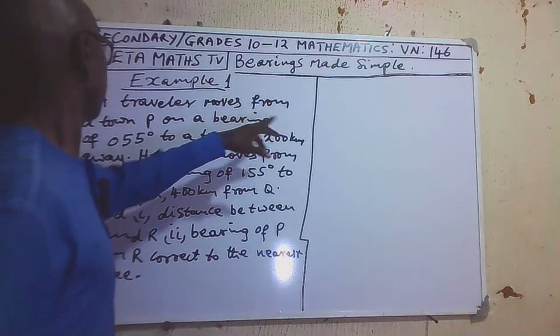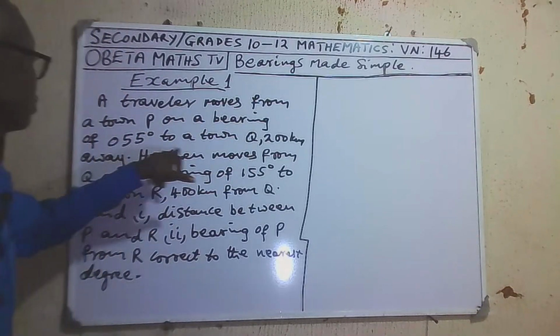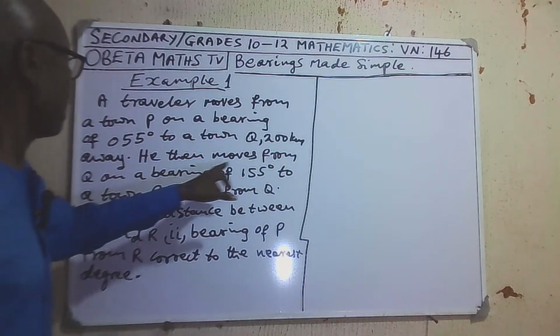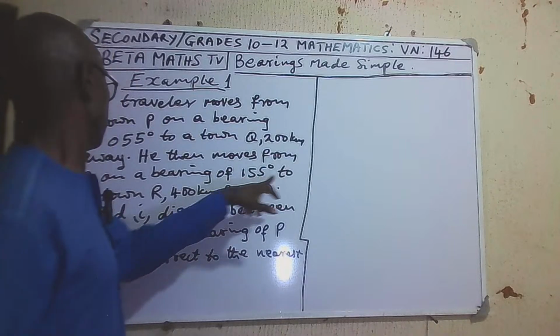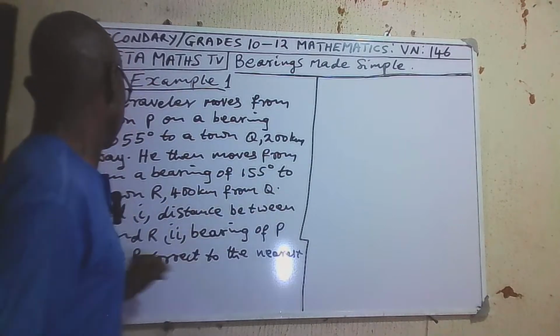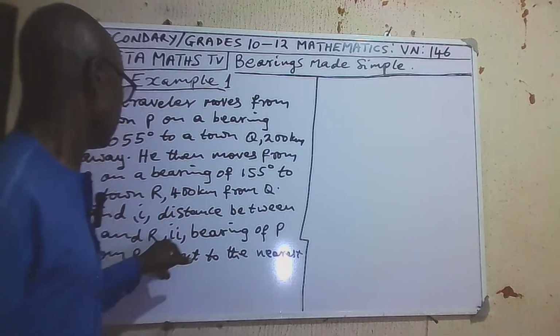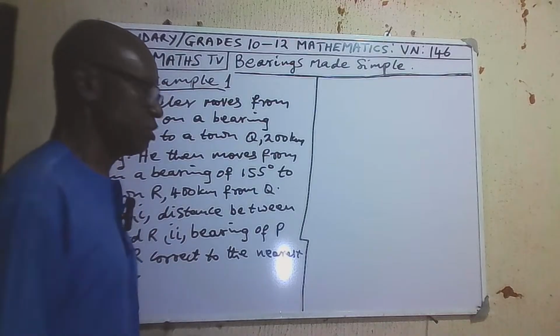A traveler moves from a town P on a bearing of 055 degrees to a town Q, 200 kilometers away. He then moves from Q on a bearing of 155 degrees to a town R, 400 kilometers from Q. Find 1, the distance between P and R. 2, the bearing of P from R, correct to the nearest degree.